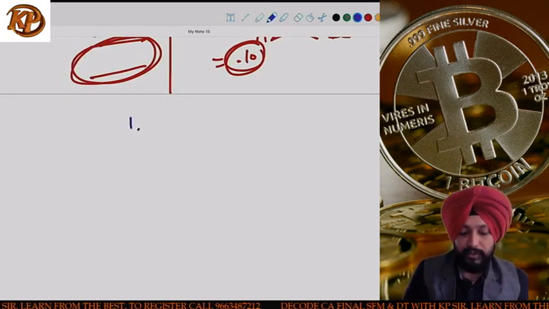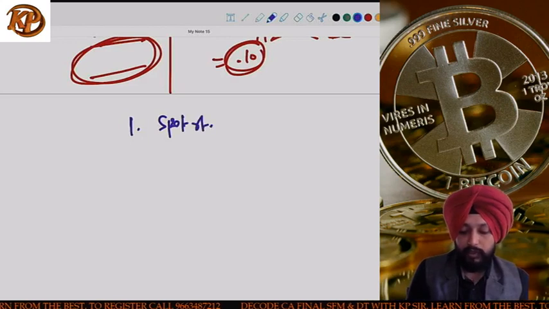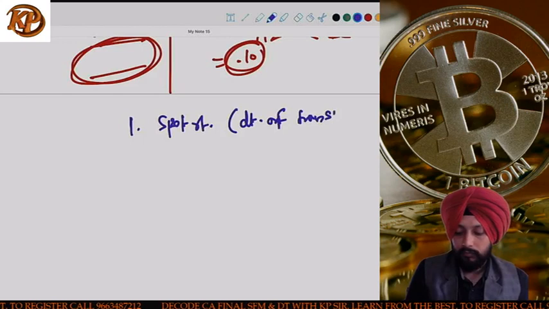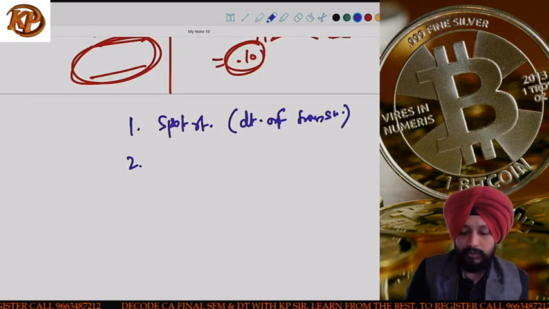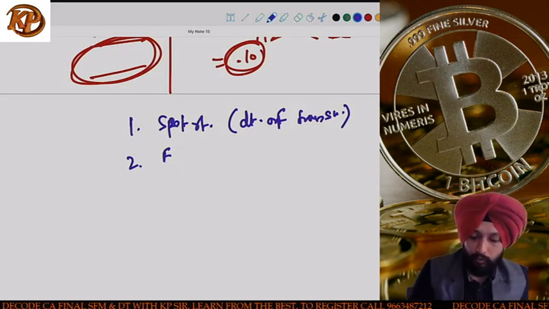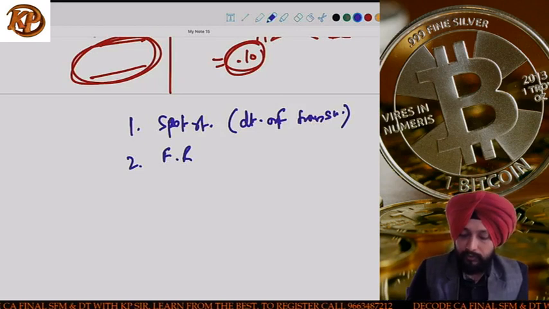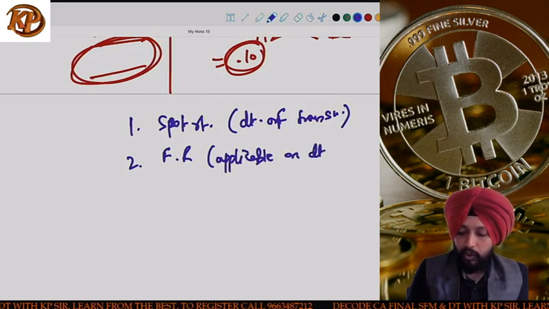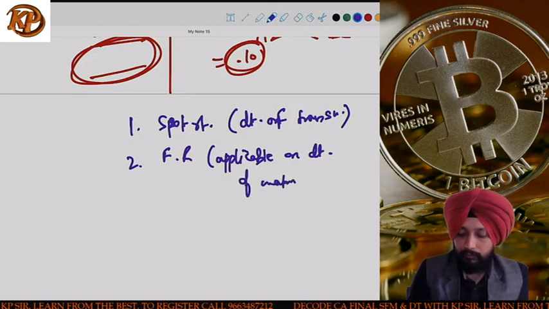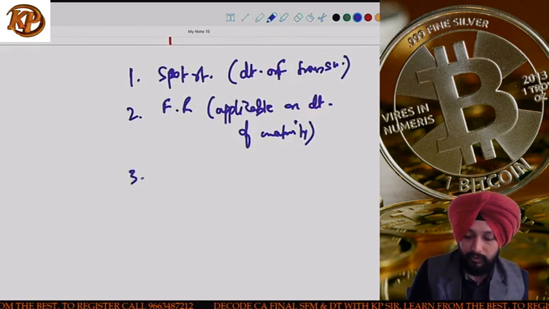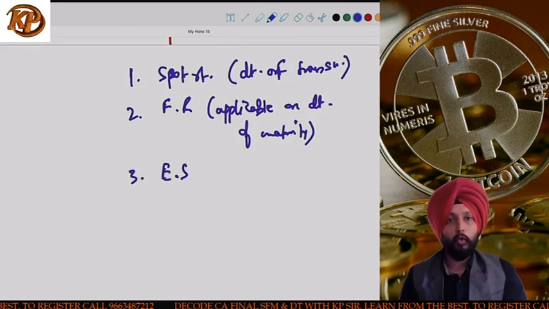Okay, once you calculate the effective forward rate, I hope you remember that in respect of forward rate there are 4 different rates which are relevant. One is the spot rate, on the date of transaction. Second is the expected spot rate. Let me first write forward rate, which you have already understood. Forward rate is applicable on the date of maturity. Then we studied expected spot rate. I hope you remember, guys.